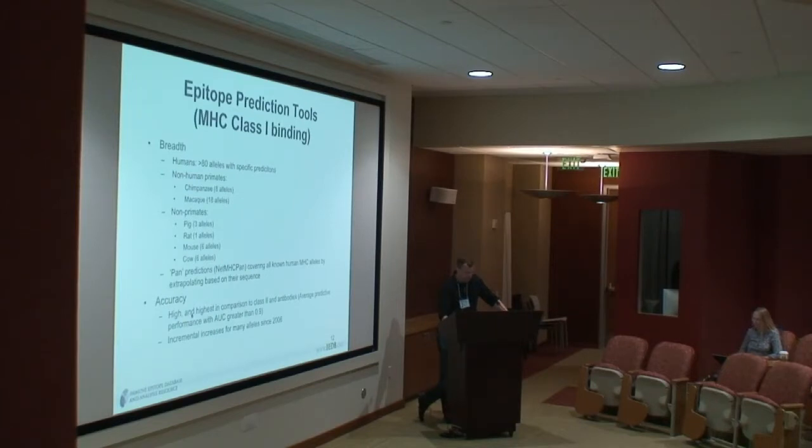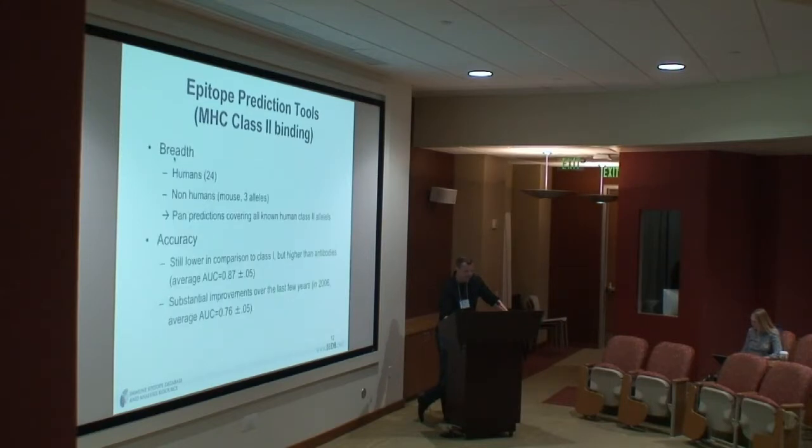These have very high accuracy and the highest performance in comparison to MHC class 2 binding and antibody epitope prediction, with average AUC values clearly greater than 0.9. And there have been more or less incremental updates in performance since 2006.